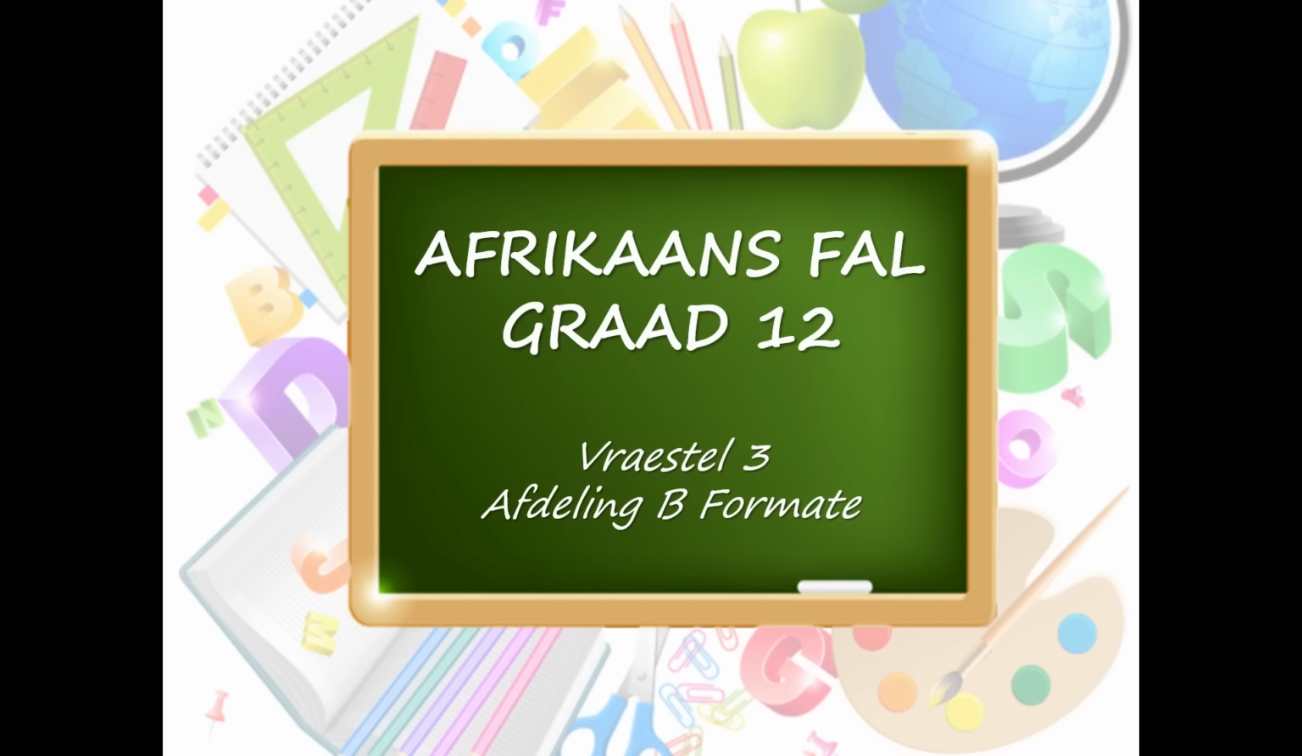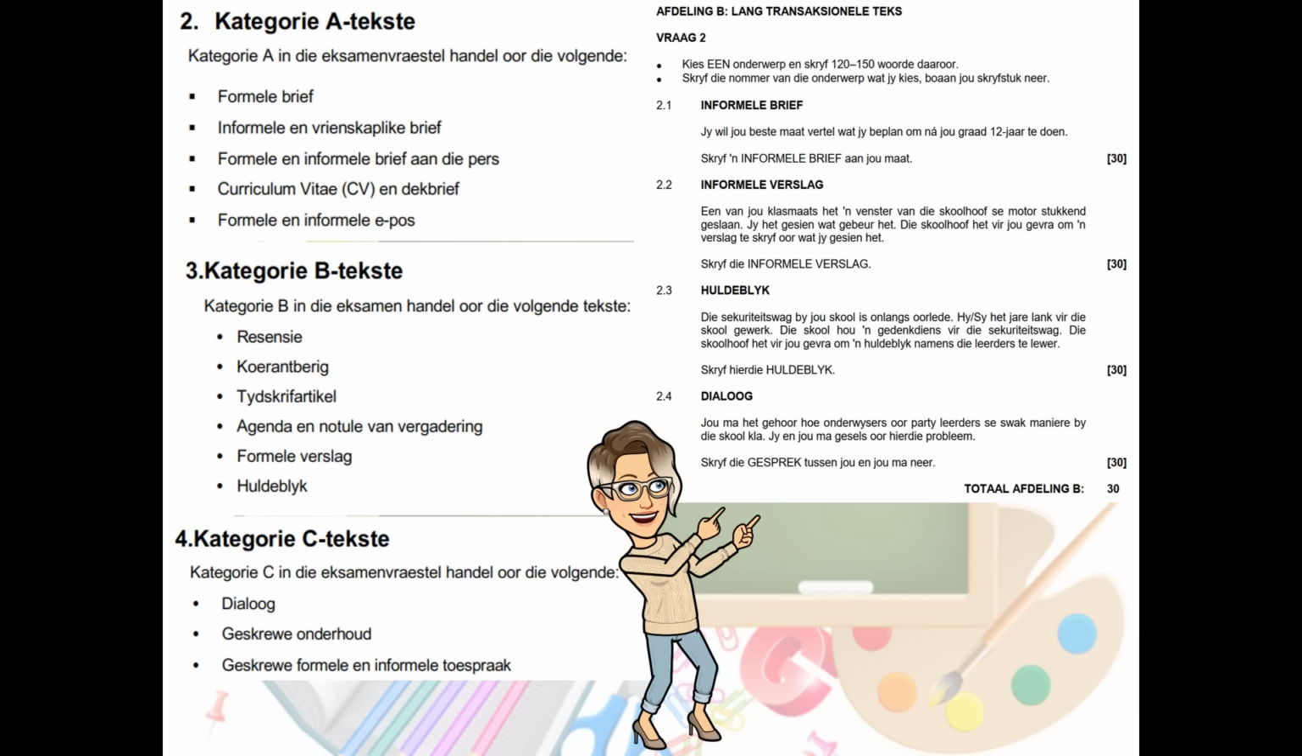Right, let's look at your paper 3 Afdeling B formate. Okay, so here's something interesting that I didn't know. When you look at where I'm pointing, that is an example of your Afdeling B longer transactional text from a paper 2022, I think. You've got 4 options that you can choose from, and you have to write 120 to 150 words. But those 4 are chosen in a specific way.